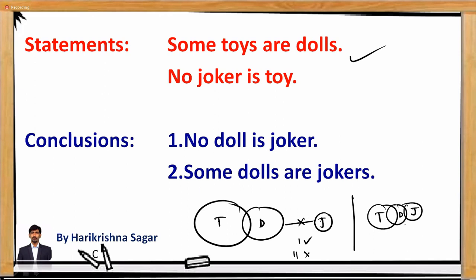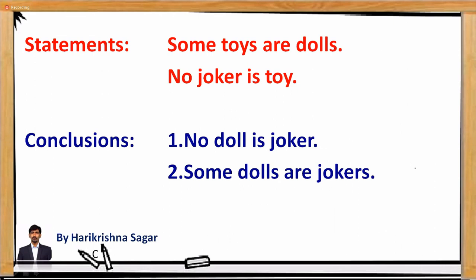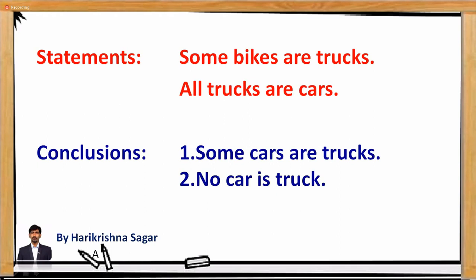Look at diagram 2. No doll is a joker: the first one is a wrong conclusion. Second one, some dolls are jokers. Yes, some dolls are jokers, it's a correct one. So here also we can say either 1 or 2 follows. If 1 follows, 2 should not follow. If 2 follows, 1 should not follow. That's the answer choice for this. That's how you can see the questions related to it.